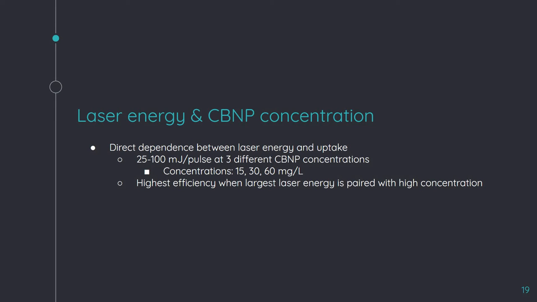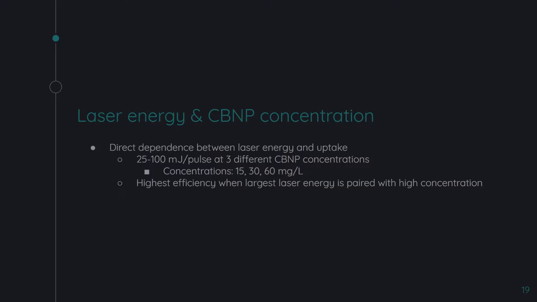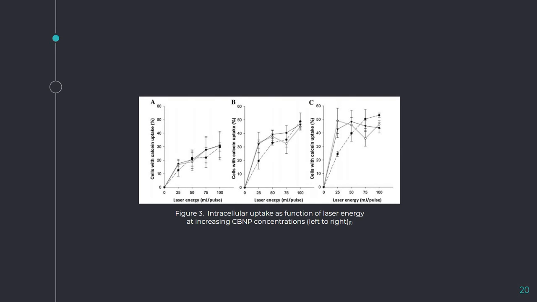Laser energies produced highest uptake at highest energies paired with high carbon black nanoparticle concentrations. Here, concentrations were measured at 15, 30, and 60 milligrams per liter, and energies at 25 to 100 millijoules per pulse. The concentrations in this graphical representation are increasing from left to right, with laser energy as the horizontal axis and uptake as the vertical axis.